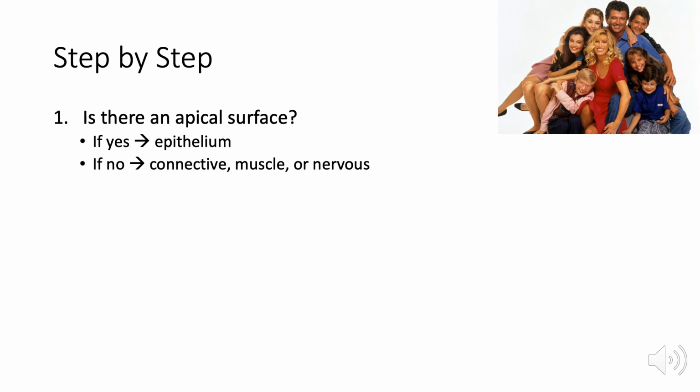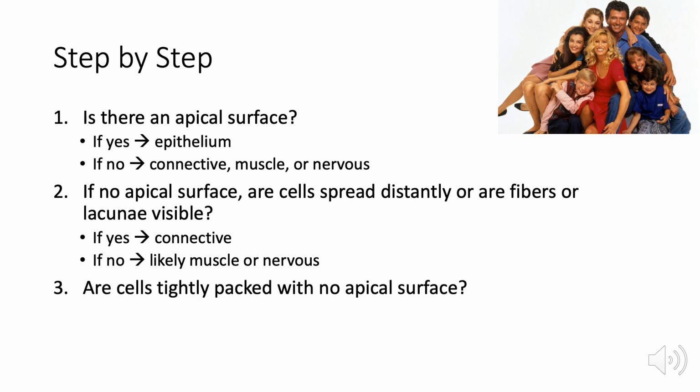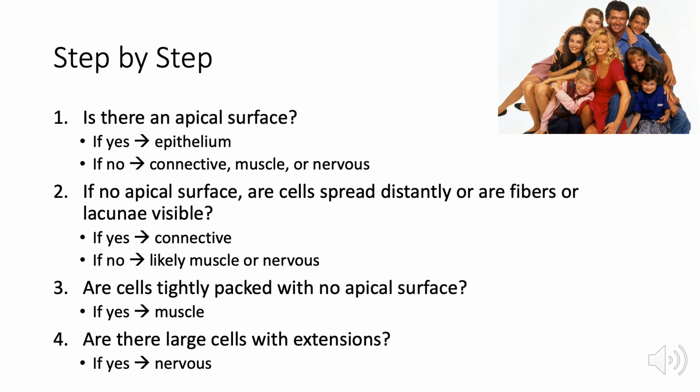So let's look at those three categories. How do we tell those apart? The next thing to look at if there's not an apical surface is to determine if the cells are spread distantly, or maybe you can see fibers, or maybe you can see lacunae. That would tell you it's one of the connective tissue types. Otherwise, you might be looking at muscle or nervous tissue. If the cells are tightly packed together, but there's no apical surface, there's no empty space, like a lumen or an open cavity, then it's probably going to be muscle. And then for nervous, you're looking for large cells with extensions extending away from them.